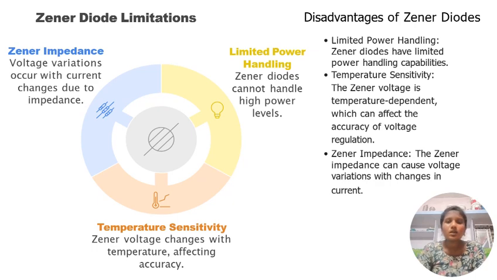Disadvantages of Zener diodes. Limited power handling: Zener diodes have limited power handling capabilities. Temperature sensitivity: the Zener voltage is temperature dependent, which can affect the accuracy of voltage regulation. Zener impedance: the Zener impedance can cause voltage variations with changes in current.